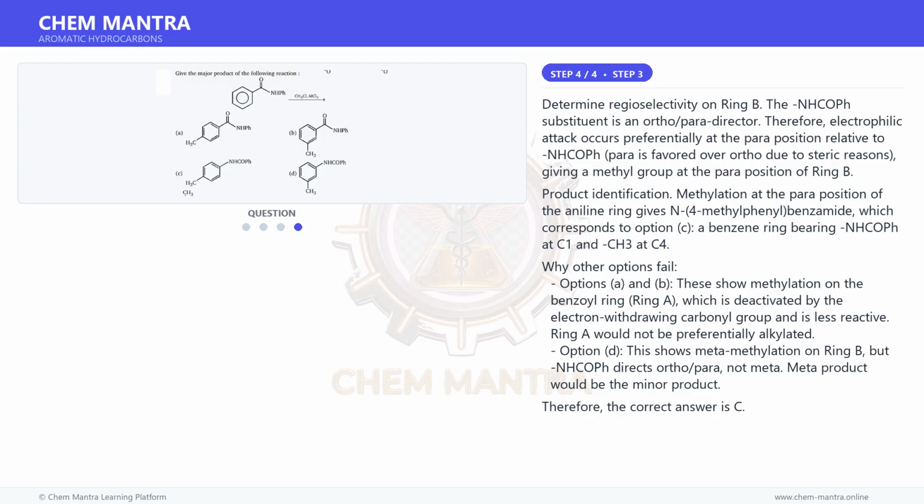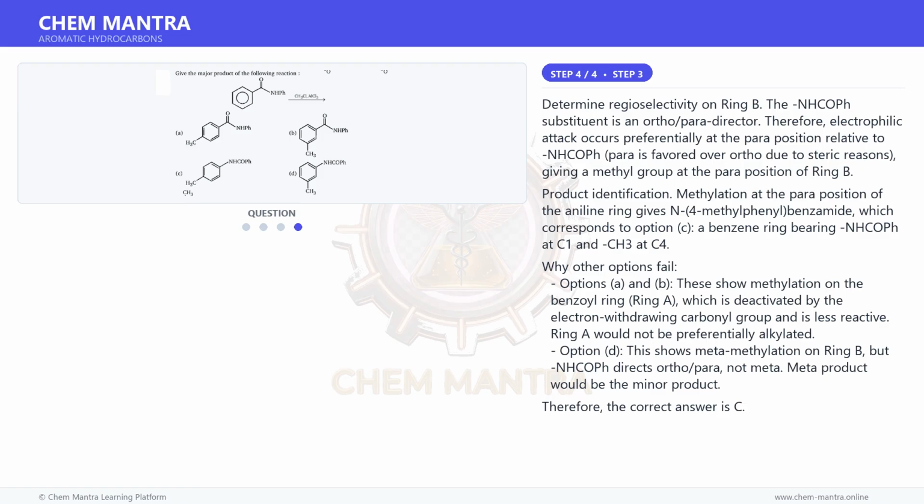Product identification. Methylation at the para position of the aniline ring gives N-(4-methylphenyl)benzamide, which corresponds to option C. A benzene ring bearing NHCOPh at C1 and CH3 at C4.